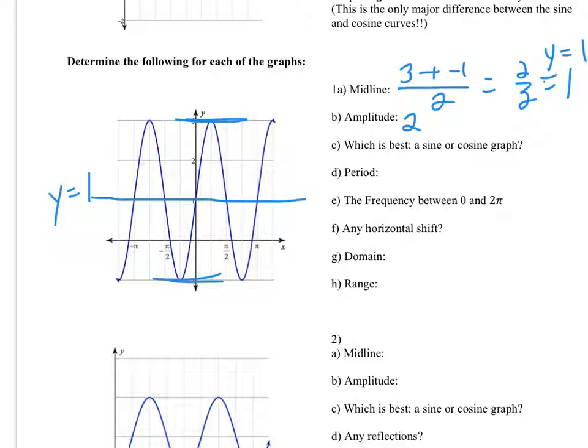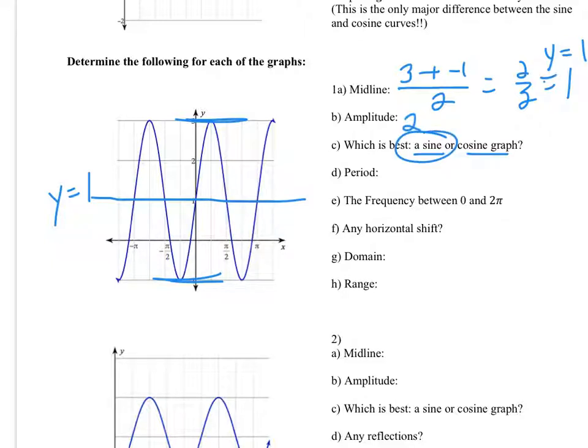So looking at this, is it best as a sine or a cosine graph? What you have to ask yourself is, if you're at the y-axis, does it start at the midline or does it start at the max or the min? In this case, the graph on the y-axis hits the midline right there. So this would be best as a sine graph.